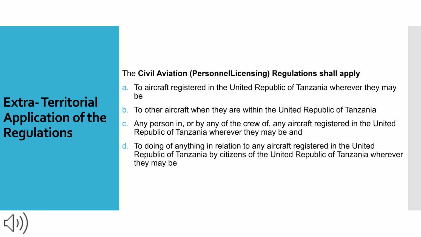Extraterritorial application of the regulations. The Civil Aviation Personnel Licensing Regulations shall apply to aircraft registered in the United Republic of Tanzania, wherever they may be, to other aircraft when they are within the United Republic of Tanzania, to any person inside or by any of the crew of any aircraft registered in the United Republic of Tanzania, wherever they may be, and to any doing of anything in relation to any aircraft registered in the United Republic of Tanzania by citizens of the United Republic of Tanzania, wherever they may be.